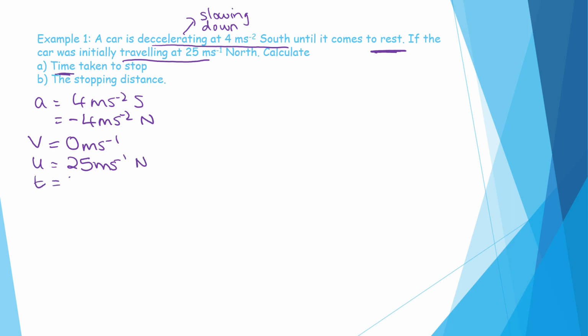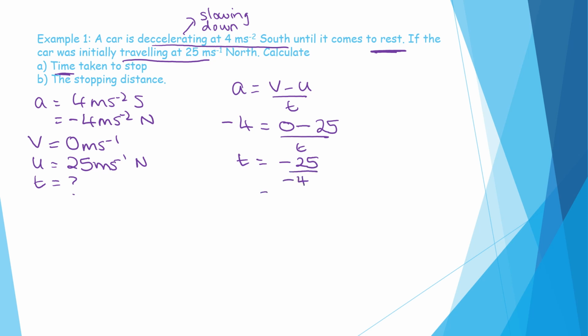Okay, so we're going to find the time. Now we know acceleration is equal to v take u over time. So we've got the acceleration is -4. The final velocity is 0. We're going to subtract the initial, which is 25, divided by time. So rearranging, this would become time is equal to -25 divided by -4. And this comes out to be 6.25 seconds. Now it's really important here that you don't get a negative time, because negative time is not allowed.